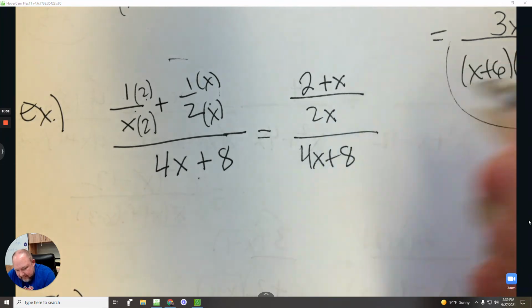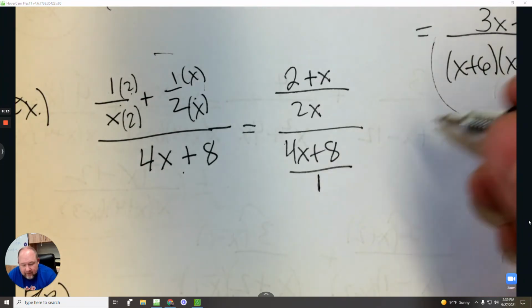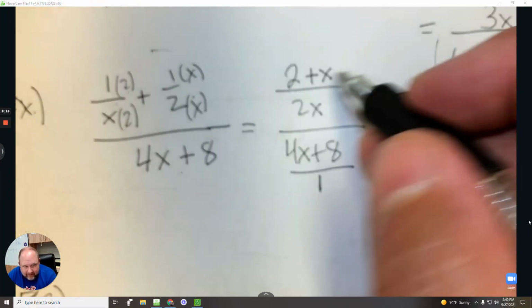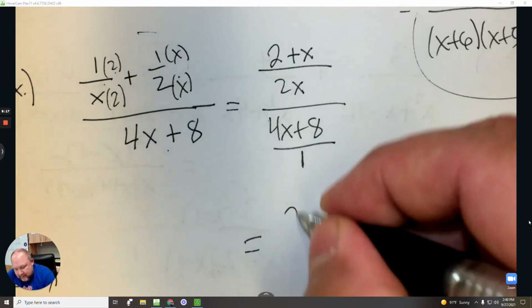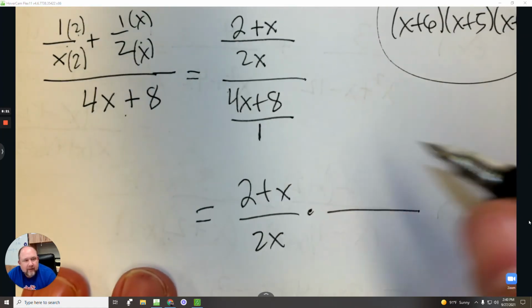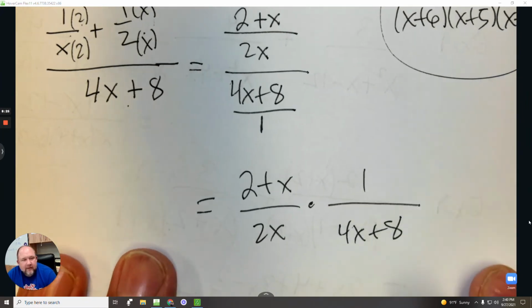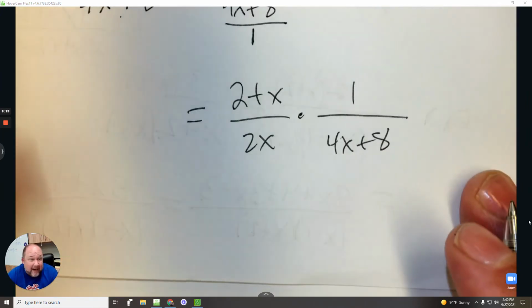4x plus 8, I want you to think of that as a fraction and put a 1 underneath it, because our next step is we're dividing fractions. So our next step is to multiply times the reciprocal. So I take the denominator and I do the reciprocal. The last step is to see if I can factor and simplify.